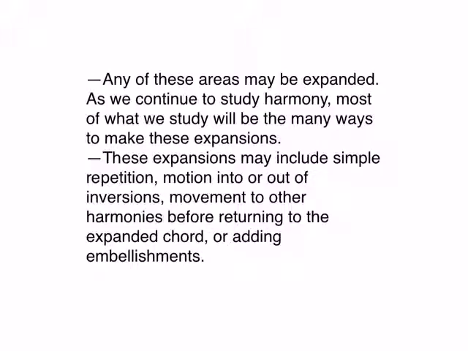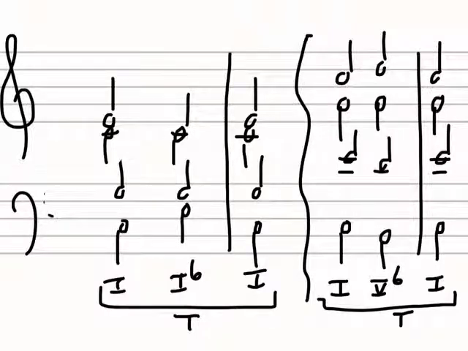What I just played can be seen in these examples. So in the first example, I went from a 1 to a 1-6 and back to a 1. That expands the tonic area. In the next example, I went from a 1 to a 5-6 and back to a 1, and that expands the tonic area as well.